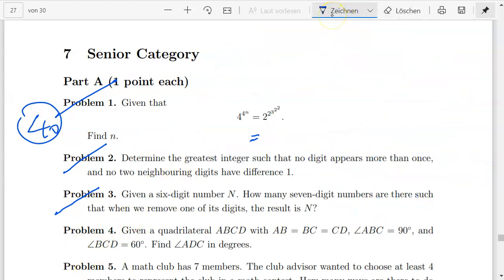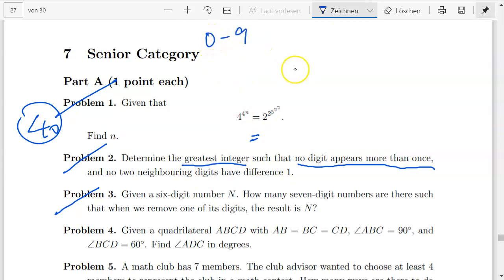Okay, now on to problem 2. This problem says: determine the greatest integer such that no digit appears more than once and no two neighboring digits have a difference of 1. Since we want the greatest integer and no digit appears more than once, what we first think of is that we will need to use all the digits from 0 to 9.